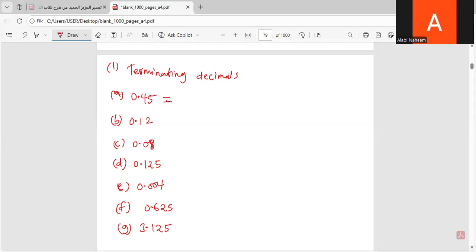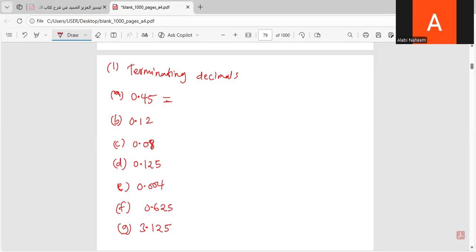As we said in the previous video, a terminating decimal is gotten when a fraction has a denominator which contains only 2 and 5 as its prime factors. You can remember that. Let's convert these decimals back to fractions. As you can see, they are terminating decimals.